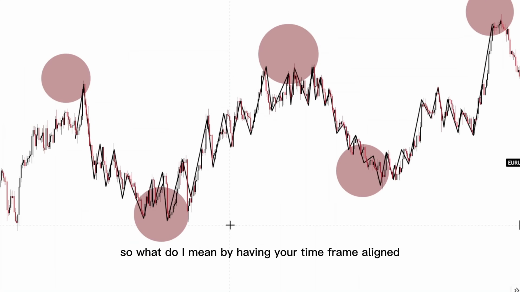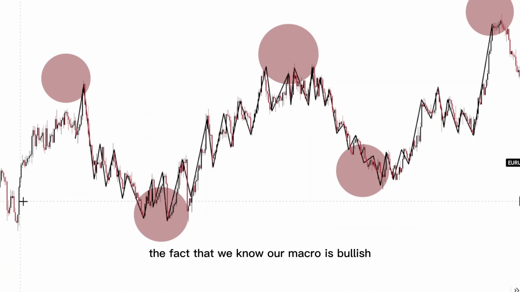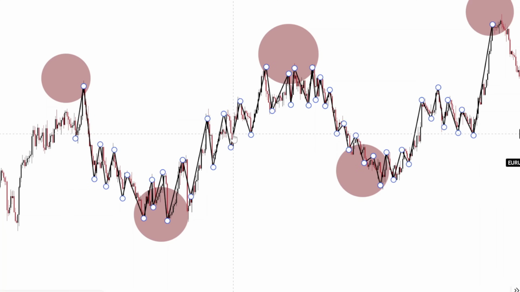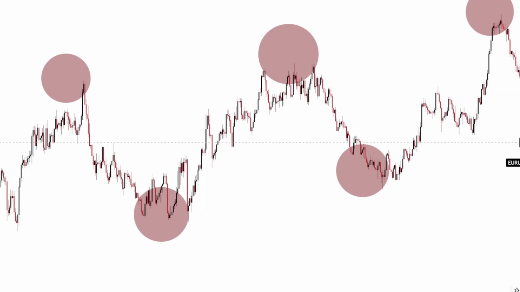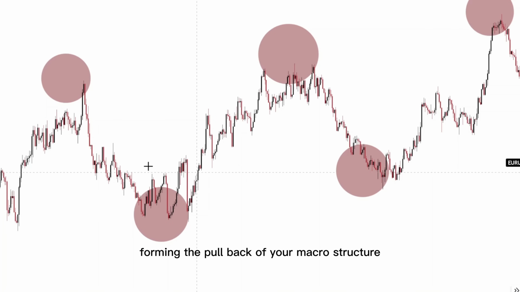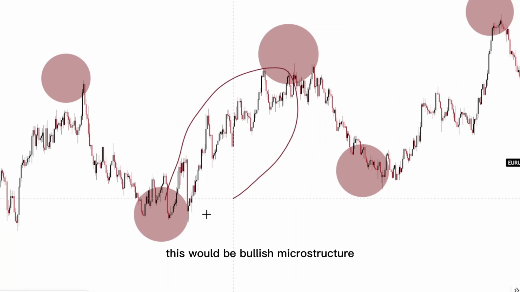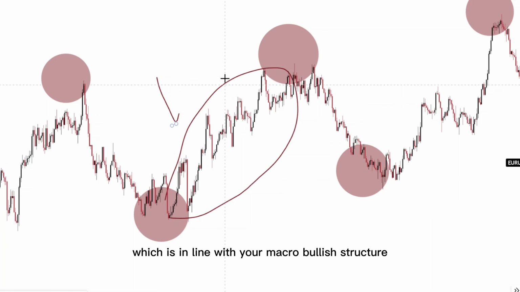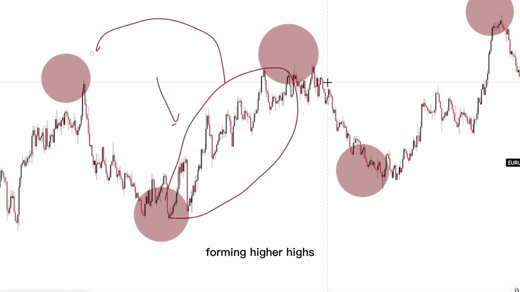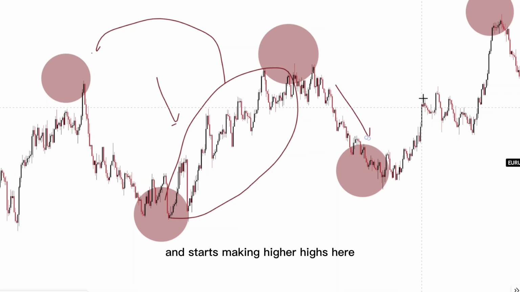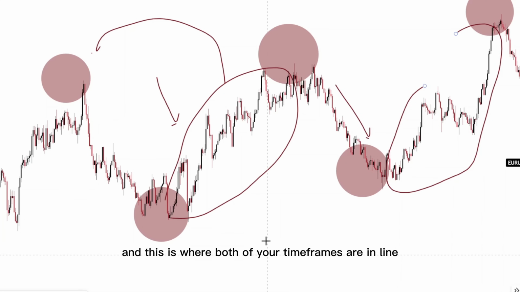So what do I mean by having your time frames aligned? The fact that we know our macro is bullish, we need to wait until our micro is bullish too. And at what stage here is our micro bullish? Our micro is bullish when price comes and reacts from a discounted level, forming the pullback of your macro structure, which would be this pullback here. Once price reacts and changes character, this would be bullish micro structure, which is in line with your macro bullish structure, forming higher highs. Now price goes into a pullback here and starts making higher highs here. And this is where both of your time frames are in line.